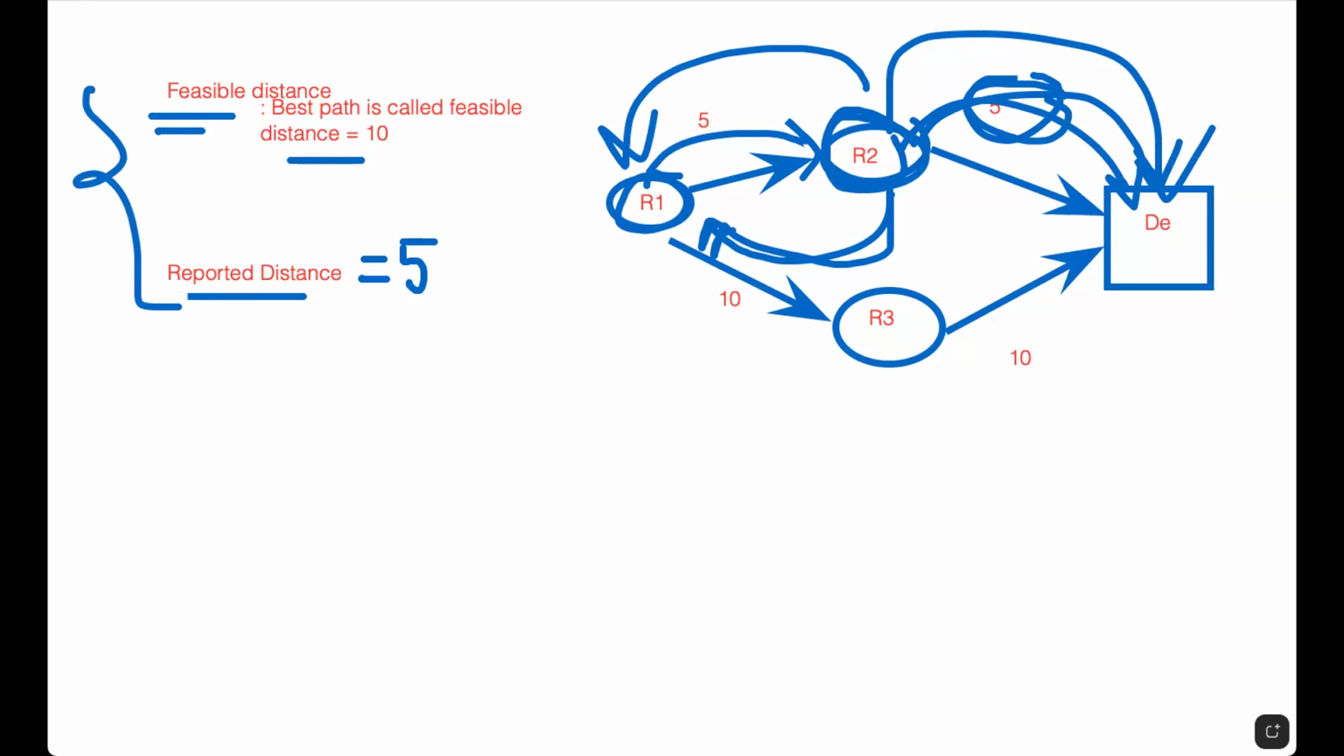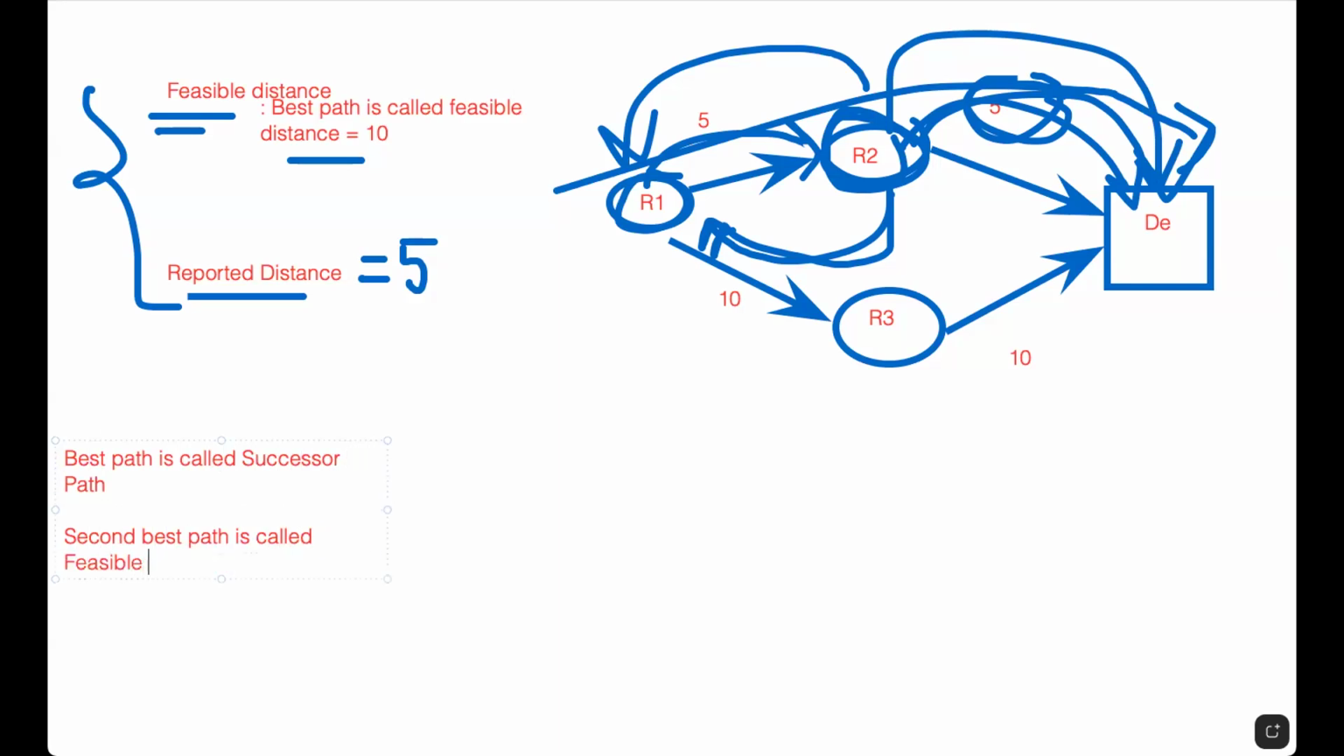Okay. So these are the two distances that we talk about in EIGRP. But there are also the paths. What is the primary path and what is the secondary path? Whichever is the best path is called the successor path. The second best path is called the feasible successor path. In our example, path 1 is the successor path. Path 2 is the feasible successor path.